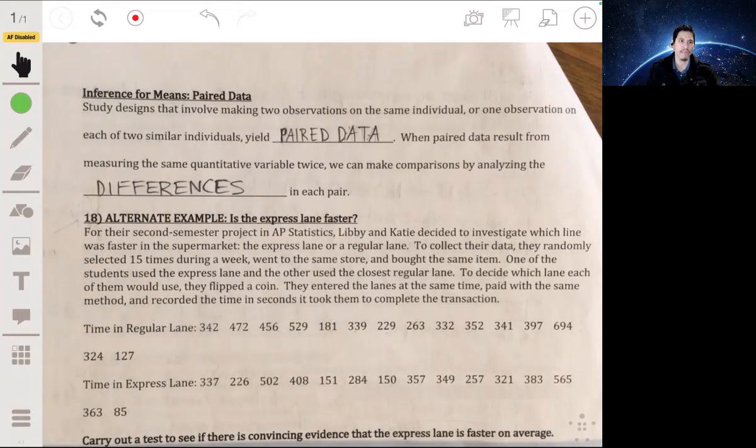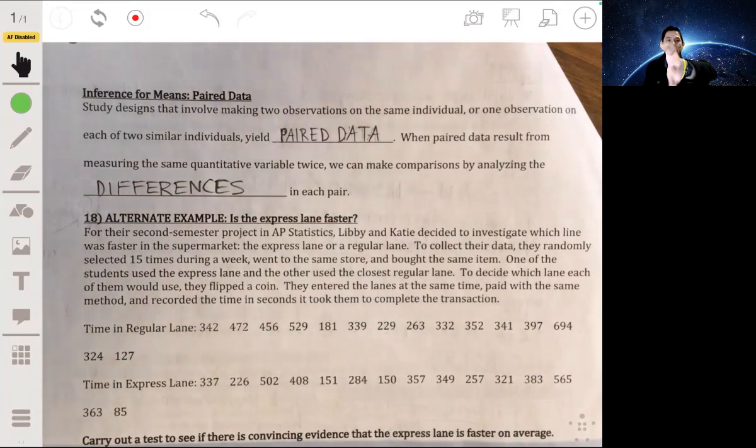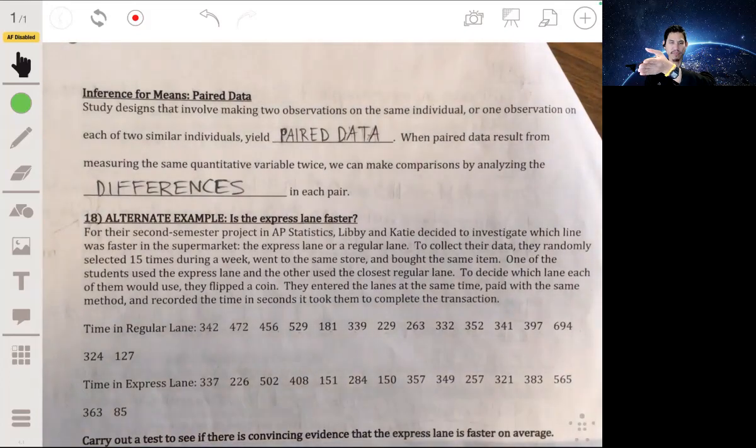Or if you make an observation on a person one and another observation on a person that's very similar to person one, and then person two and another observation on someone that's very similar to person two, and so forth. But ideally, you want to make two observations on each person. And then what we actually analyze is the differences in those observation values.